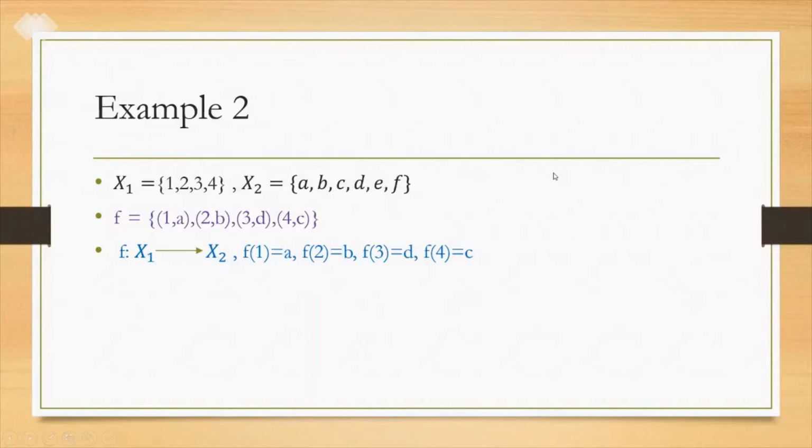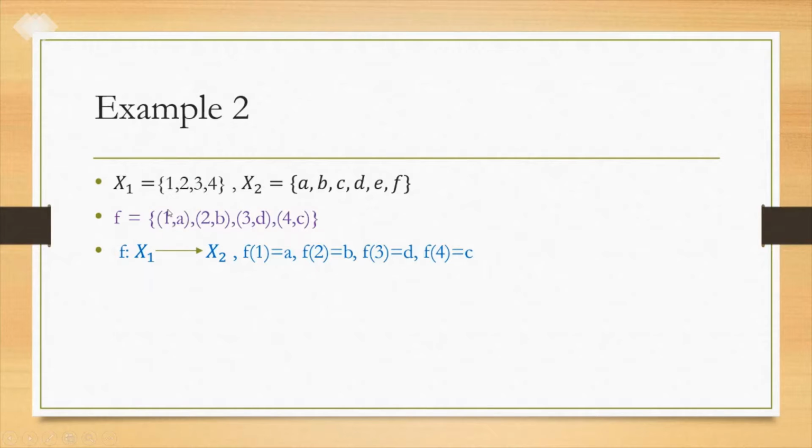Okay, so there is another example. Consider the set x1 equal to {1, 2, 3, 4} and x2 equal to {a, b, c, d, e, f}. So we write a function f from x1 to x2. So what is a function? It's a relation from x1 to x2, and every element in x1 has an image in x2, and that image is unique. Every element in x1 has a unique image in x2, right?